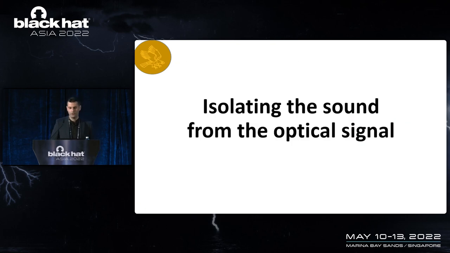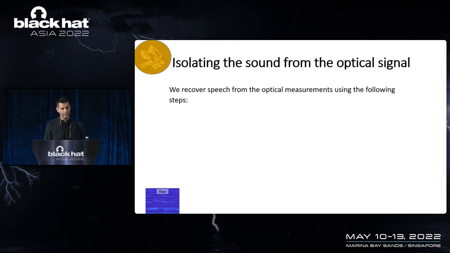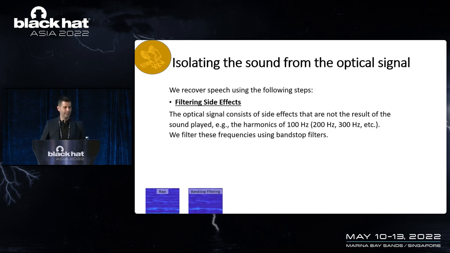Now, let's try to understand how to isolate the sound from the optical signal. We actually recover speech from the optical measurements using the following steps. First, we filter side effects. The optical signal, even if you sample it without any sound near an object, consists of various side effects that we want to filter out. For example, you can see how harmonics of 100 hertz appear in the spectrum of the optical signal, which is, by the way, the result of the way that the bulb works. So we filter these undesired frequencies, or undesired side effects, using band stop filters.